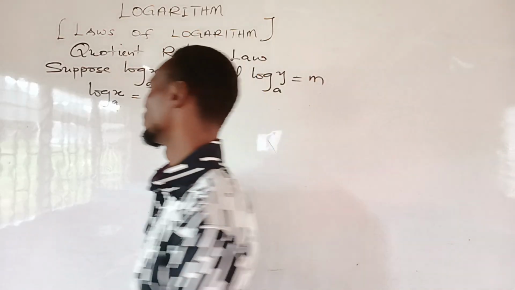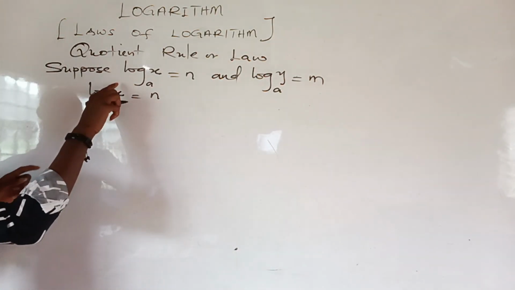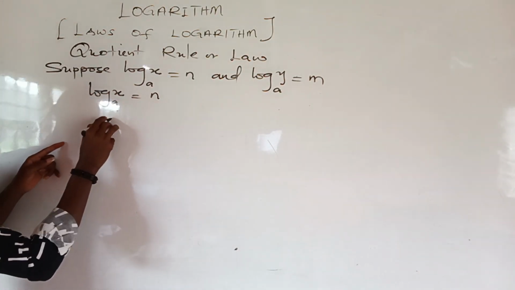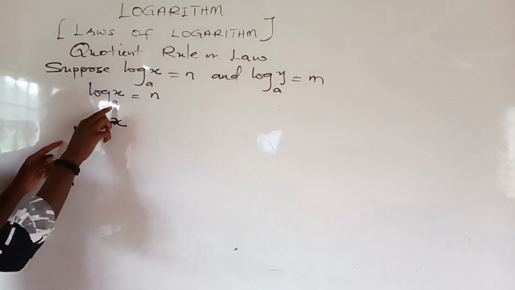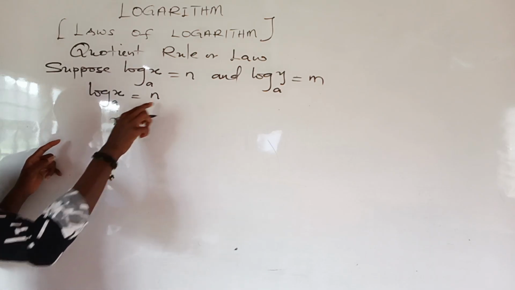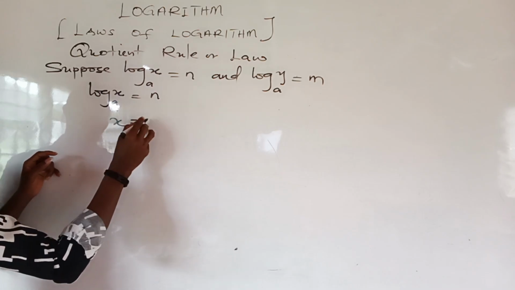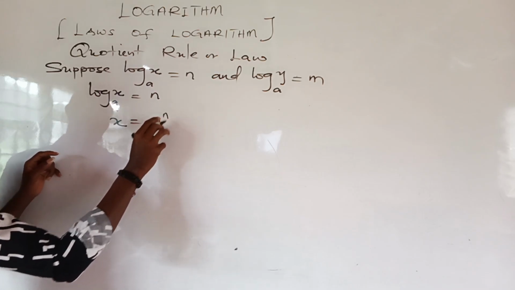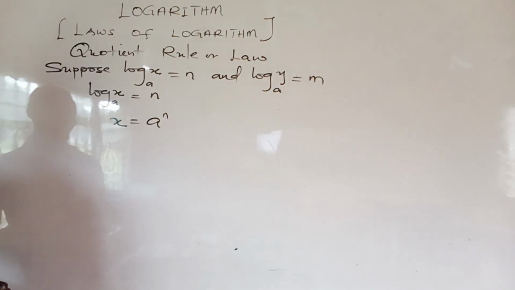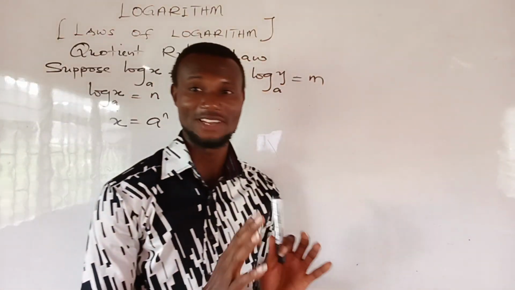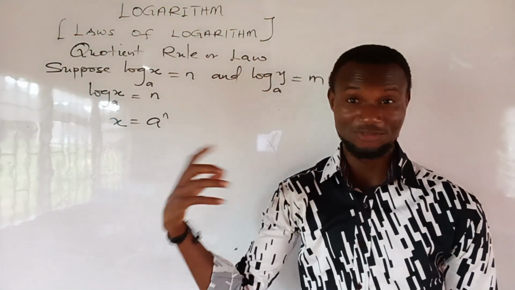How to do that is that we are just going to maintain the s that we have here, and this a will come and carry the n as a power. So bring your equal sign, and this a will come and carry the n as a power. So it's going to be a to the power n. As simple as that. This I've explained a lot in the previous videos.